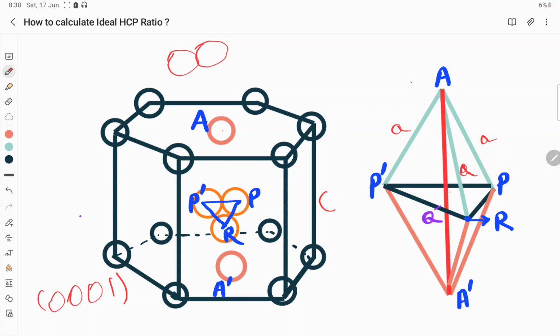The line AA dash cuts the equilateral triangle P dash R P at a point, let's say it is O. Now we take the triangle QPR. We put a perpendicular from P to P dash R, which is Q, and we know that P dash R is a.